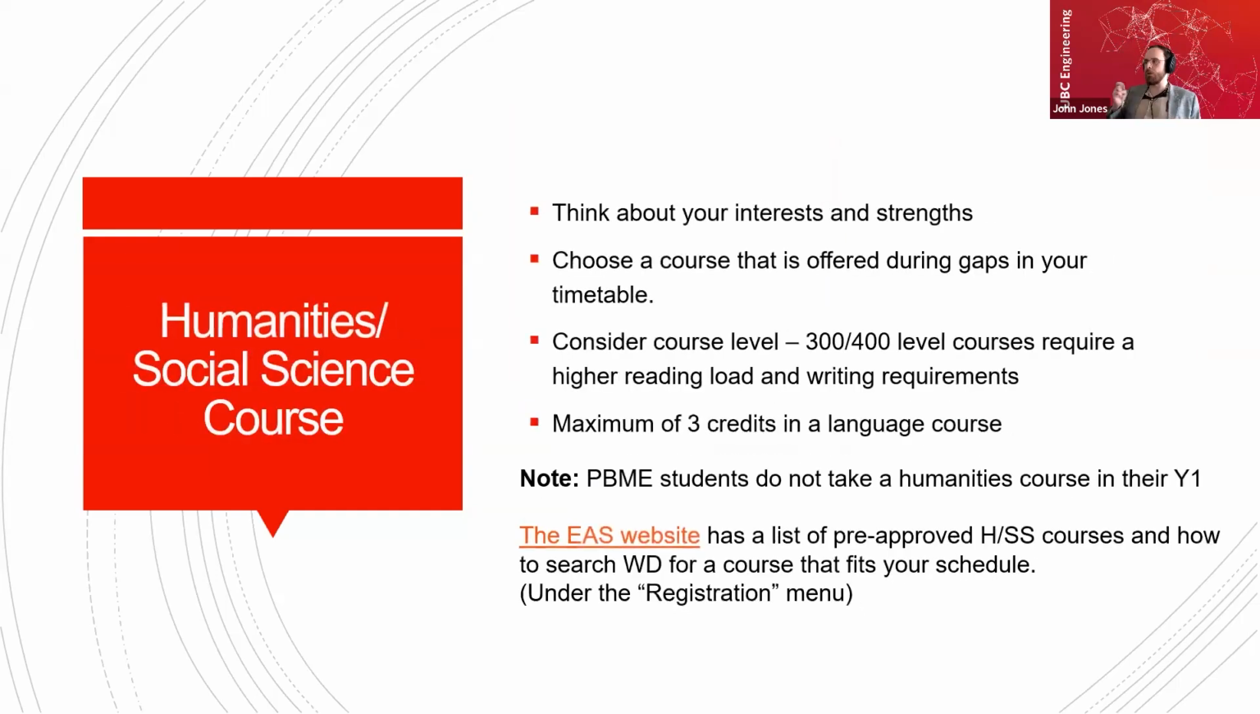So when it comes to selecting a humanities social science, what we want to do is make sure that we're rounding out our degree and thinking about what's going to be best for us. So thinking about our interests and strengths. If there's a subject area that we've studied previously and done well in, or that we have a strong interest in, this could be a nice complement to the rest of our first year study in engineering.